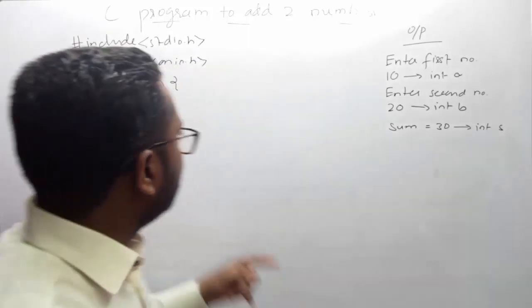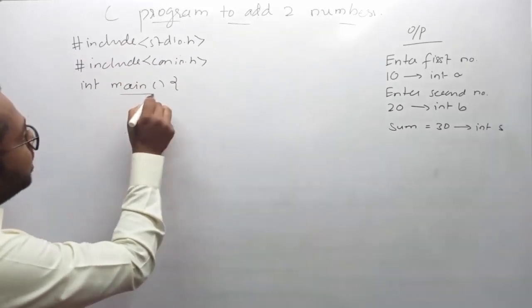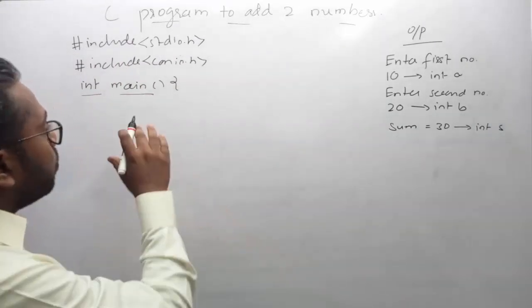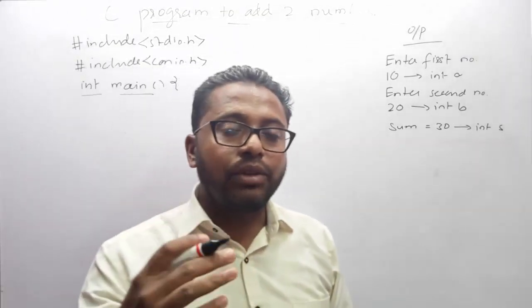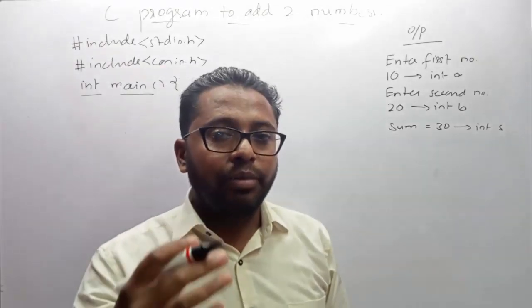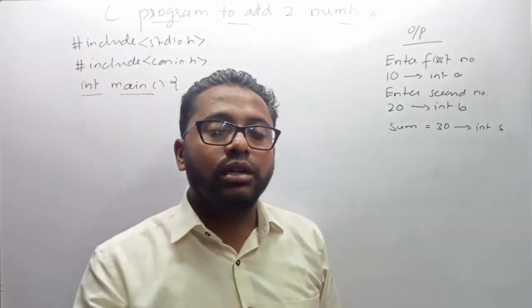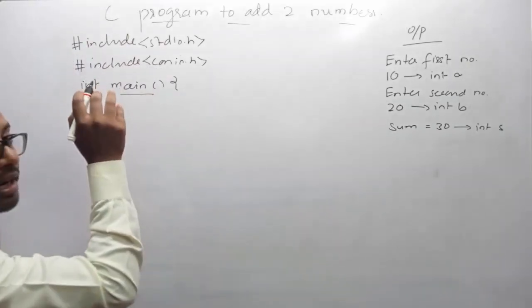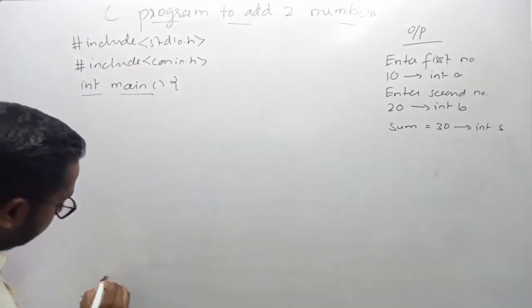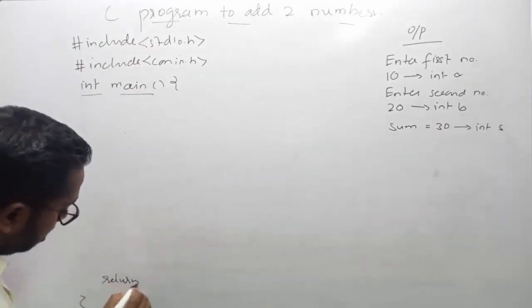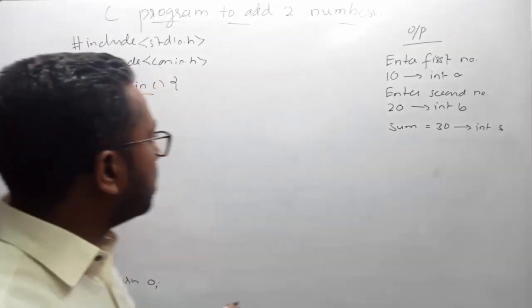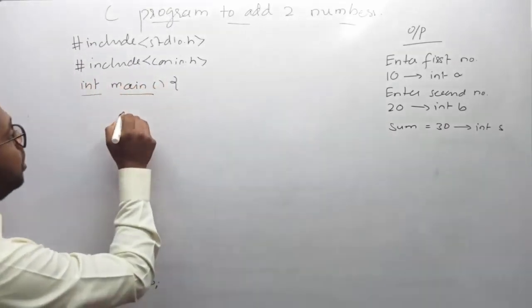Now you can see main is the name of the function and int is the return type. That means when this main function successfully completes its execution, it will return an integer value, and that value is indicated with this return type int. So at the end we should return 0.